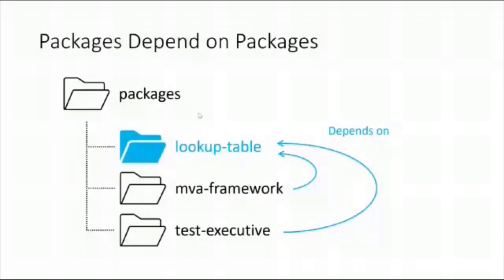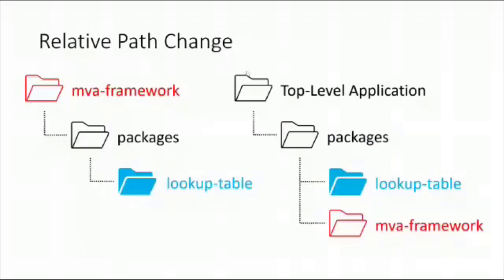Now that comes with this fundamental predicament. The MVA framework on the left there uses a package called the lookup table. And that is the relationship of those source code modules on disk. The top level application uses both of those things as well, but their paths change when I install them both as dependencies of the top level application.